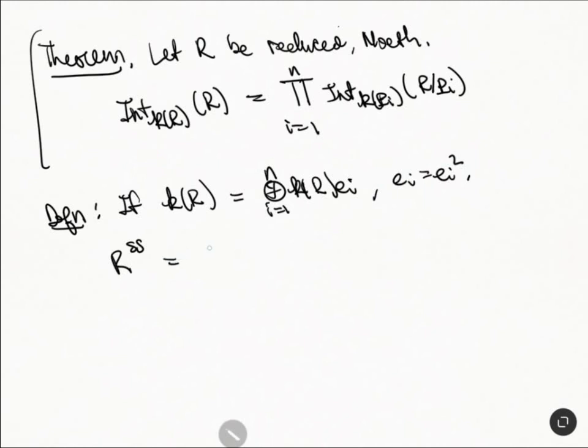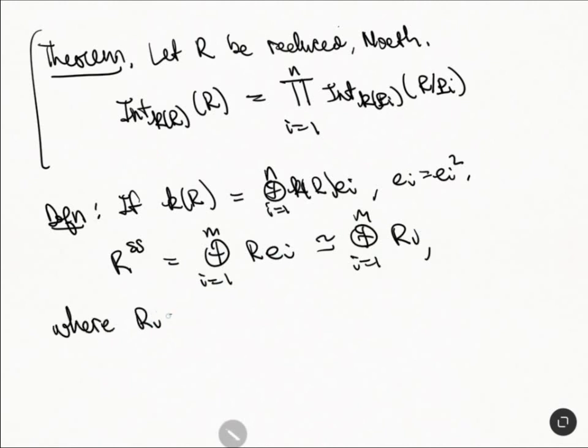semi-simplification of R to be the direct sum from i equal to 1 up to m of R e_i. And each one of these is the direct sum from i equal to 1 up to m of R_i, where R_i is R mod p_i. Okay, so this is actually really relevant for our tensor product example. So we can get this kind of intermediate ring in between the ring of integers and the tensor product. Okay.